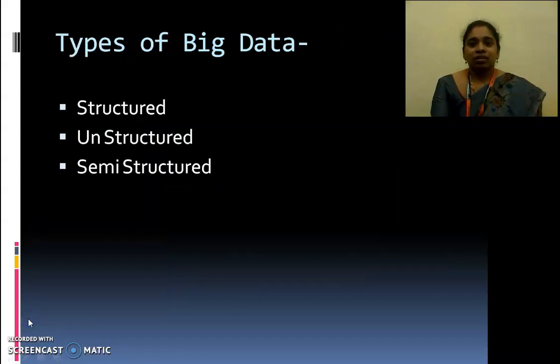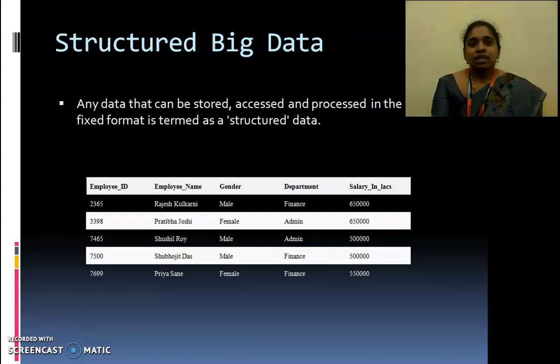Types of big data. The data can be classified into structured data, unstructured data, and semi-structured data. Structured data is the data which we are getting from different databases, in an understandable format. Here, the data can be stored, accessed, and processed in a fixed format, and is called structured data. In this table, you can see the format of the structured data, that is employee ID, employee name, gender, department, and salary.